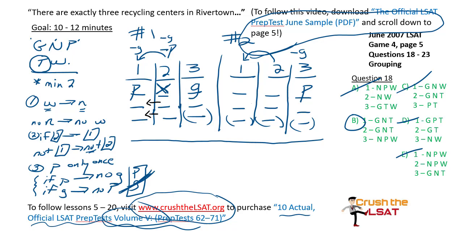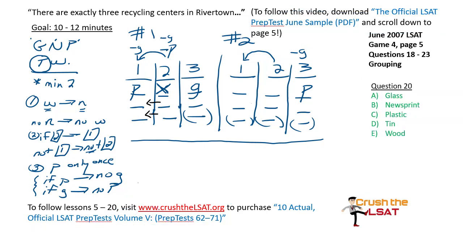Which question do I want to take on next? Well, we'll jump over 19 for a minute. I want to go to one that gives me some details. So let me switch slides here. We'll take on question 20. If center 2 recycles 3 types of materials, then center 3 has to recycle 1. This is basically a must-be-true question.